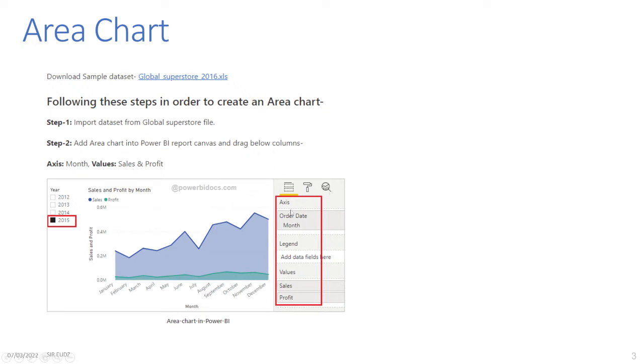For the axis, we have the month. And for values, we have sales and profit. This will be the appearance. Notice the blue one is for sales and the green one is for profit. And for the axis, we have here the months.